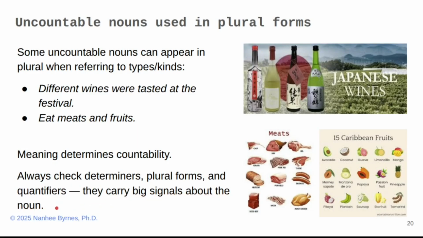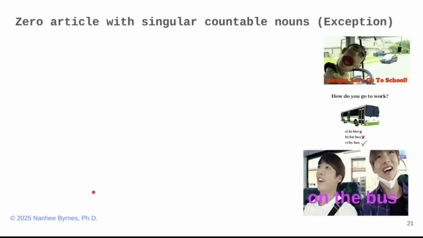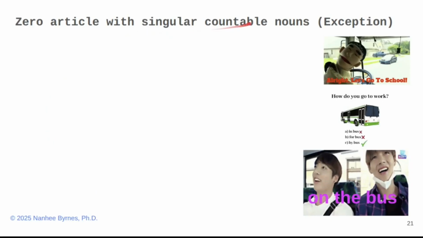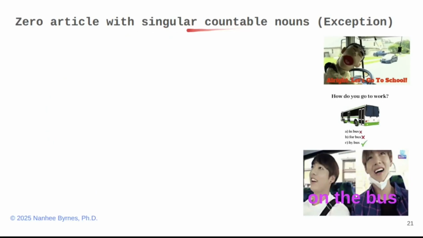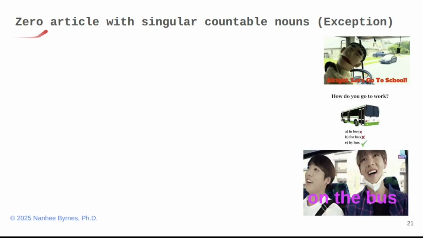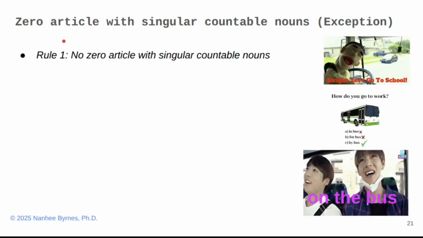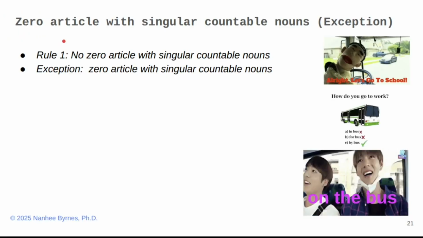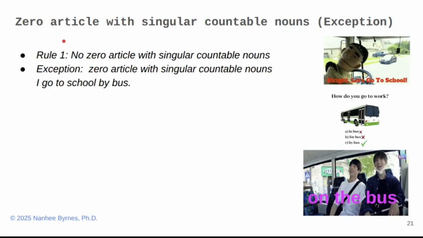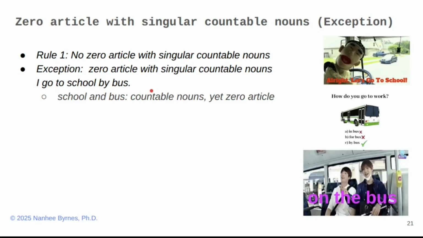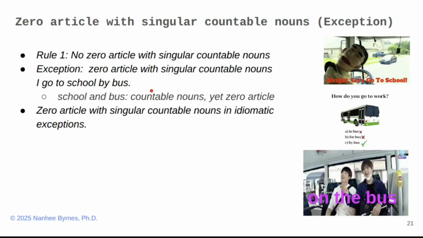From Rule 1, you already know that with a singular countable noun, you usually need a determiner. But sometimes you'll see sentences without any article that are actually correct. Take this sentence, for example. I go to school by bus. Here, both school and bus are countable nouns, yet we don't use a or the. Why is that? This is a special exception in English called the zero article with singular countable nouns.